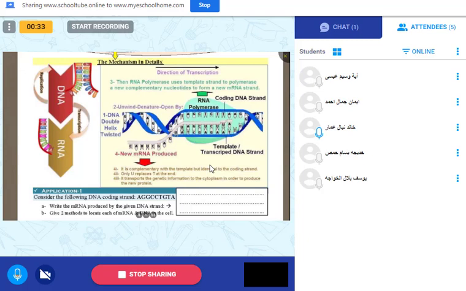Look, now you have two strands of DNA, right? The one up is called what? Coding DNA strand. And the one down? Template, or transcribed DNA strand. Which one are you copying, Khalid? Template. So always remember this, please. We copy the template or transcribed strand. The coding is the opposite.